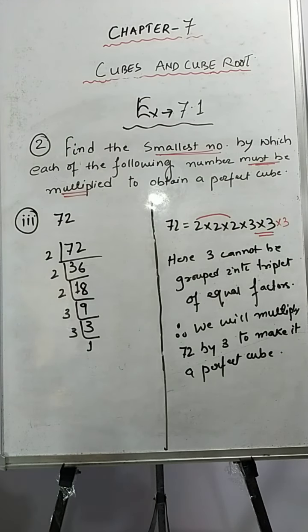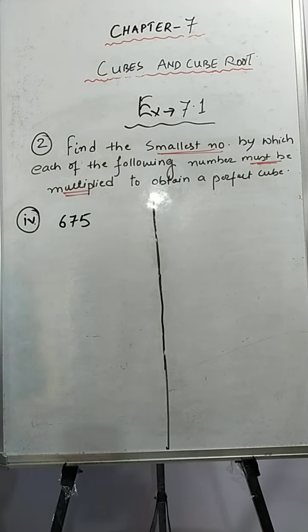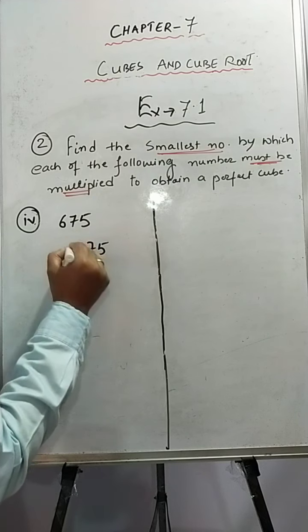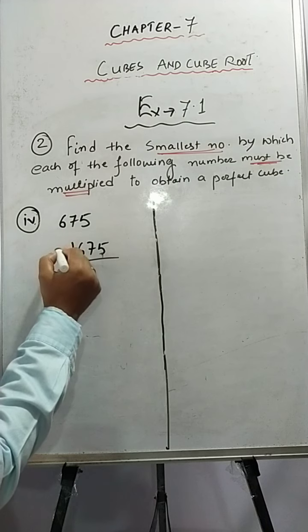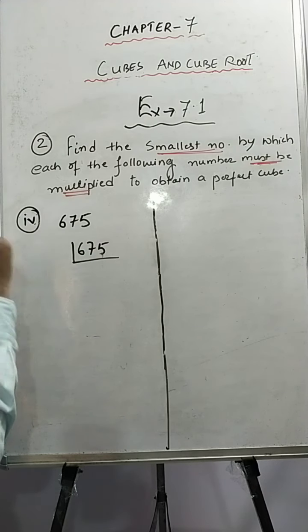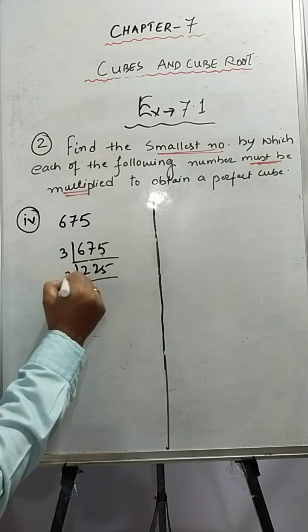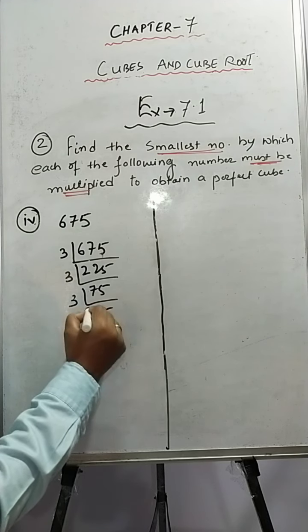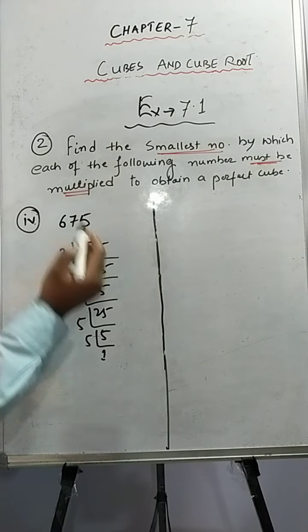Okay, so now let's move on to the last sum of this session, that is sum number 4 of question number 2. 675. So now again we have to do the same application, that is first we have to find the prime factors of 675. Number 675, it is divisible by 3. Yes, it is divisible by 3. 3 2s are 6, 3 225s are, again it is divisible by 3, 3 75s, 3 25s, 5 5s, 5 1s. So these are the required factors of 675.